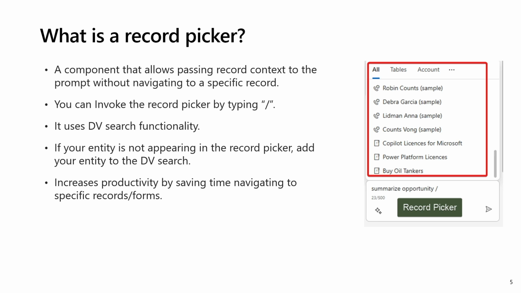You can invoke the Record Picker by typing \. It uses DB search functionality as a source, and if your entity is not appearing in the Record Picker, you can add your entity to the DB search. And lastly, it increases productivity by saving time navigating to a specific location in your app. A fun fact, at the moment, it's only available in Copilot in Sales.